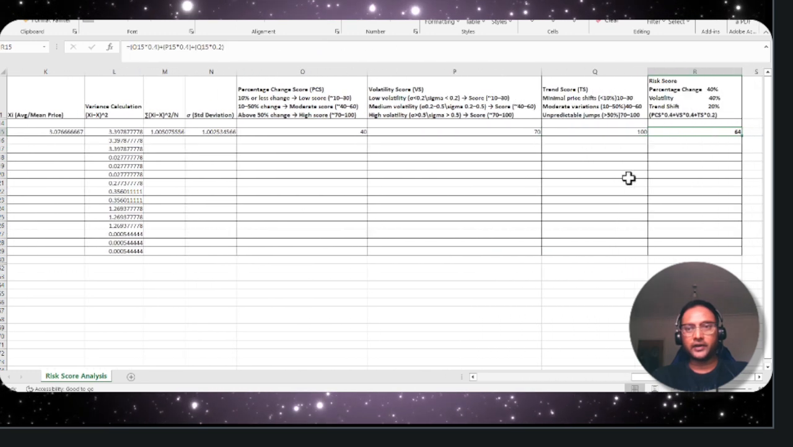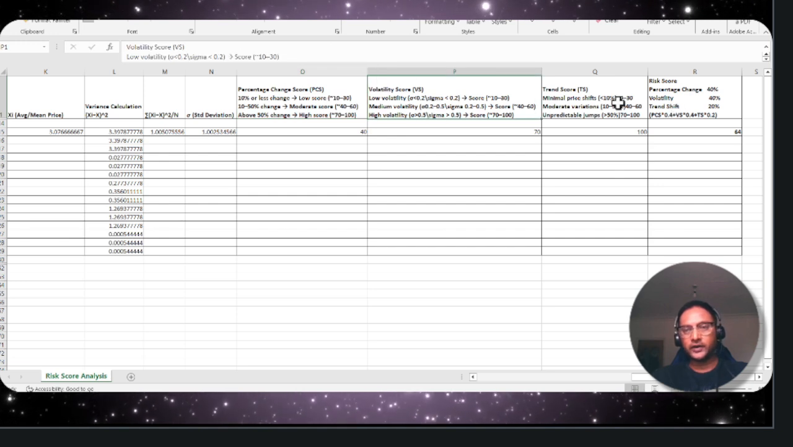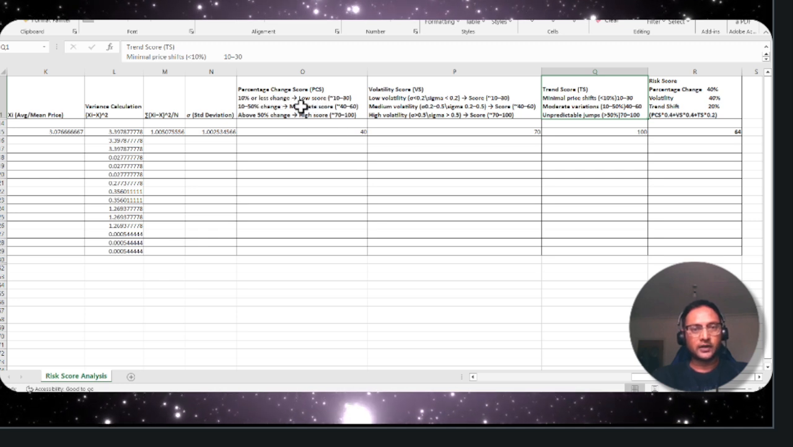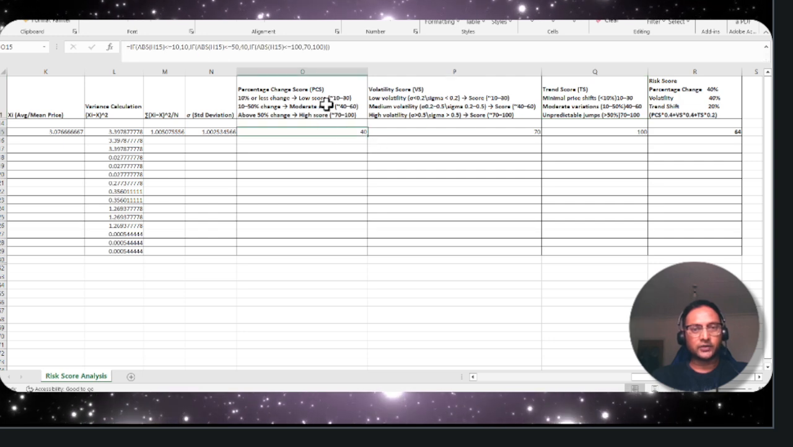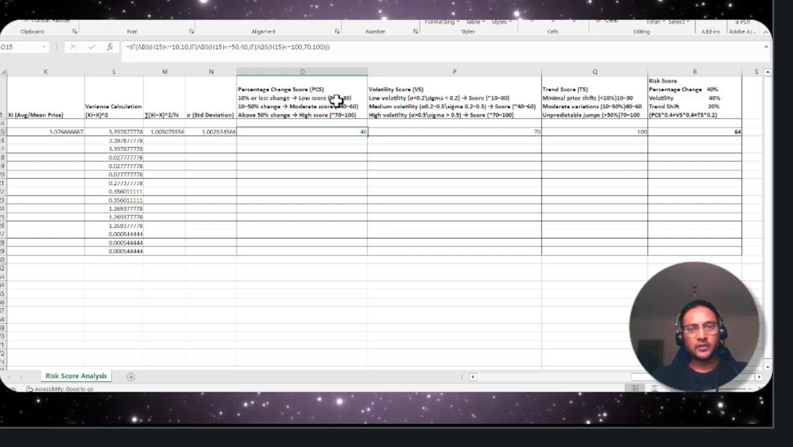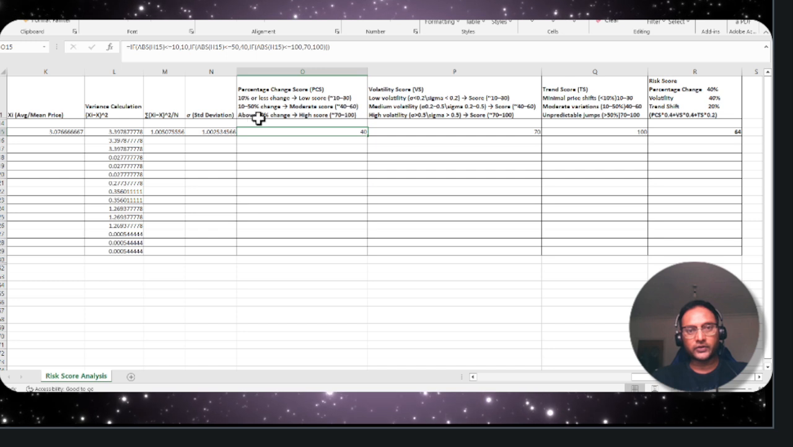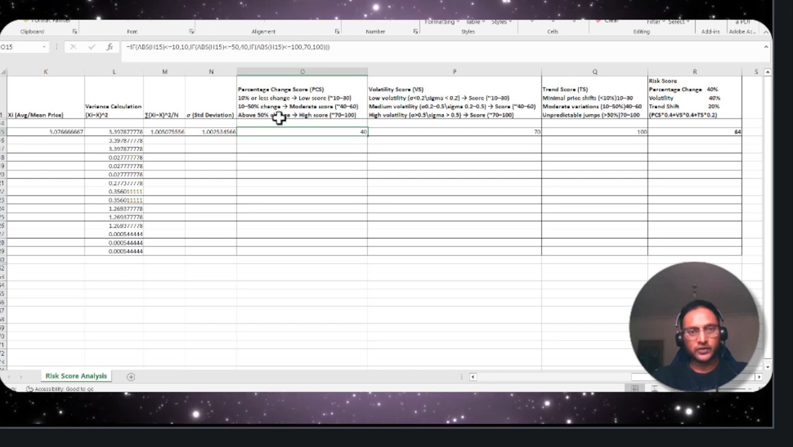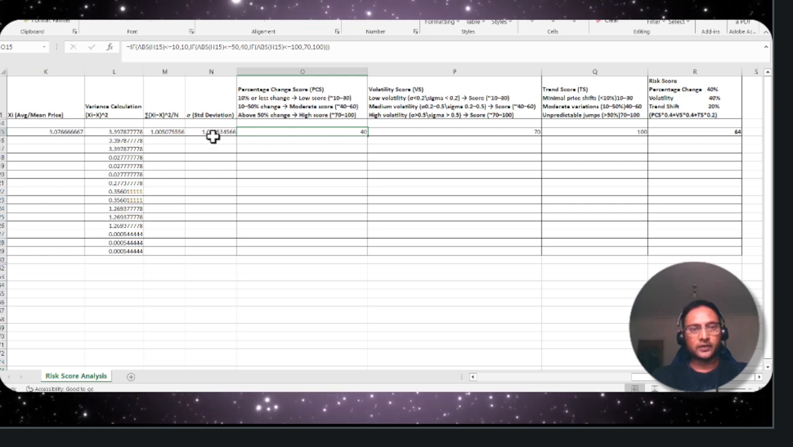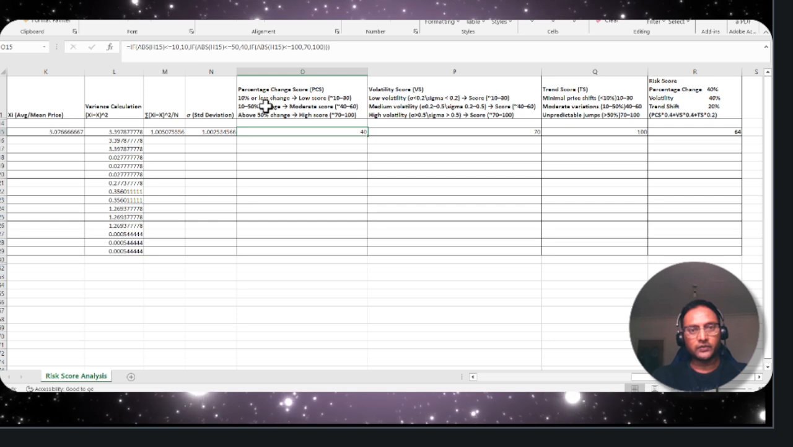Then I have three different parameters: percentage change score, volatility score, and the trend score. These can be changed. For instance, this is a score. If the standard deviation is less than 10%, it will be scored between 10 to 30. If it is 10 to 50%, it will be a moderate score, 40 to 60. And if the standard deviation value is more than 50%, it will be 70 to 100. Now looking at the standard deviation, the percentage change score is 40, which falls between 10 to 50%.